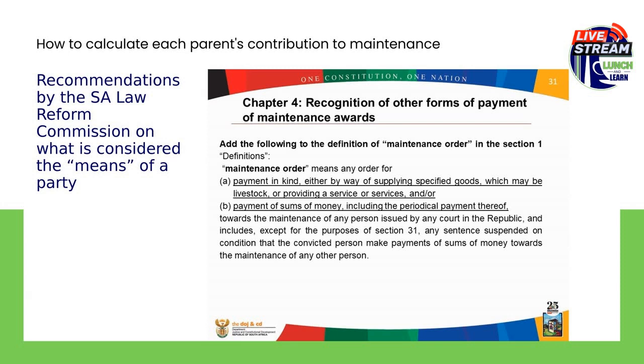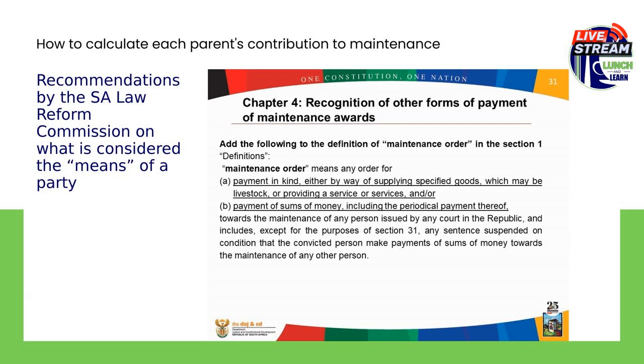That's monthly payments. So they said that a maintenance order would actually mean, they gave a definition, payment in kind, payment by any other way. It could be supplying of specified goods, or it might be livestock, or it might be providing a service, or the normal one like we know, the payment of a monthly amount of maintenance. So that is the suggestion of the Law Reform Commission, to include what is specifically meant by maintenance order.